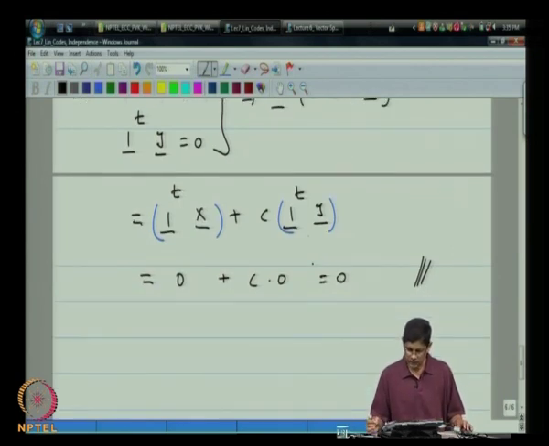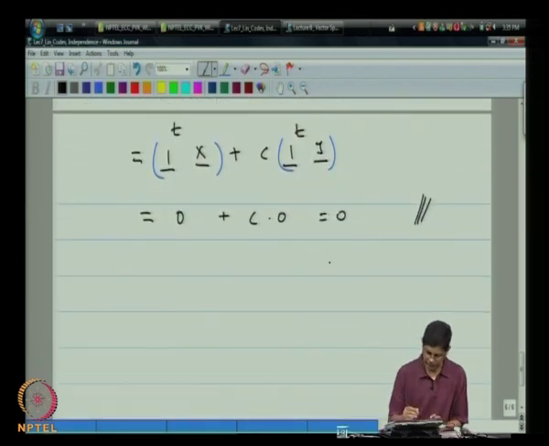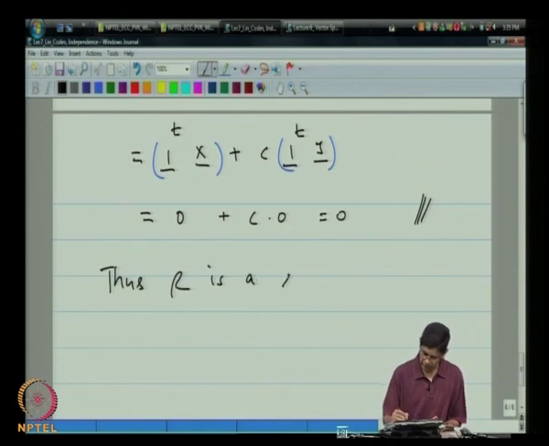All right. So, that ensures that you have a subspace. Thus, the even parity code is a subspace of F2 to the 7.